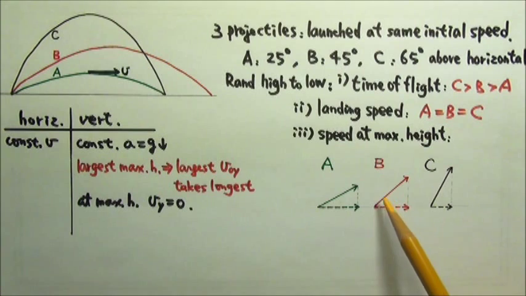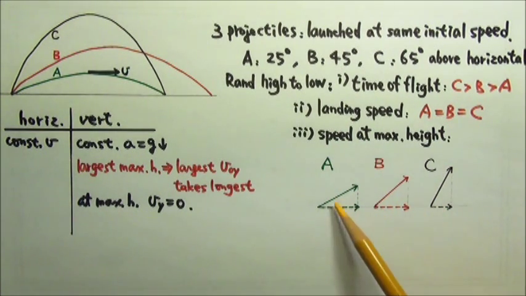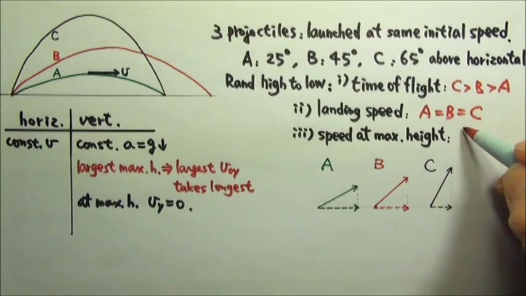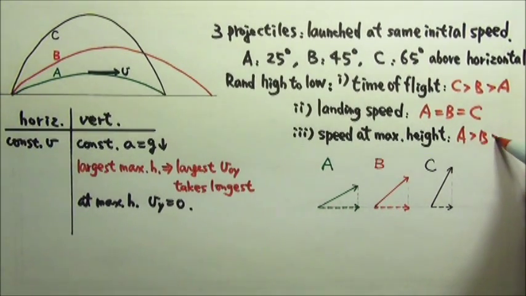The three projectiles are launched at the same initial speed, but at different angles. The smaller the angle, the larger the horizontal component of the velocity. So the ranking for this part is A, and then B, and then C.